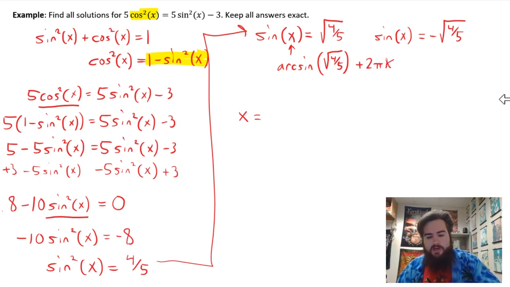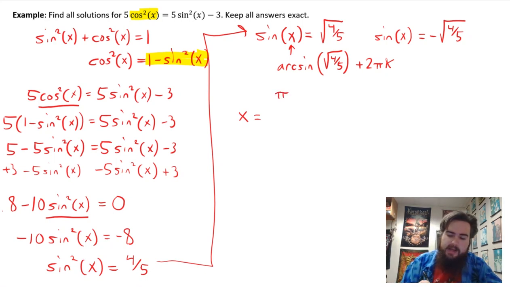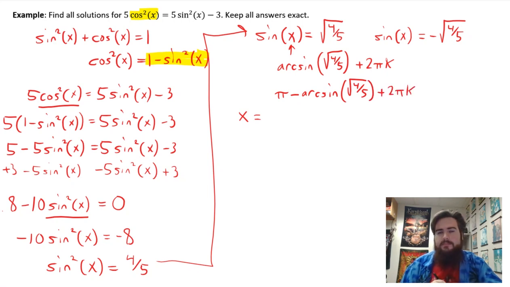And keep in mind, when you take an inverse trig function, you typically get multiple solution sets, particularly with sine and cosine. One solution set is made by arcsine of square root of 4 over 5 plus 2 pi k, but you should also have another solution set that is pi minus arcsine of square root of 4 over 5 plus 2 pi k. So that'd be the first two solution sets from the top.